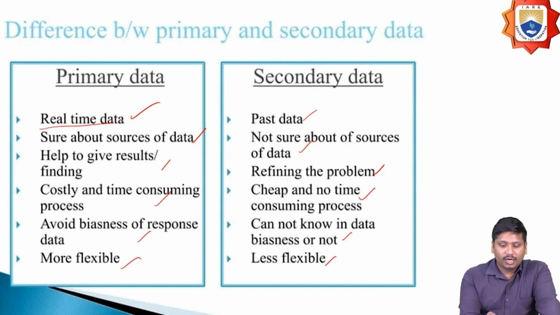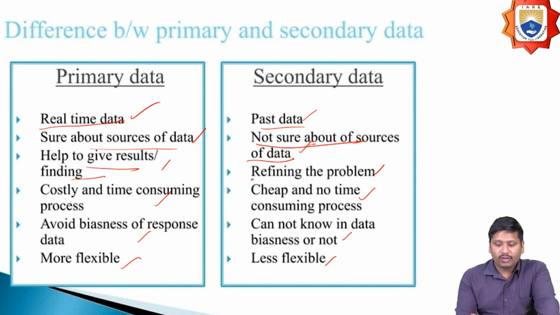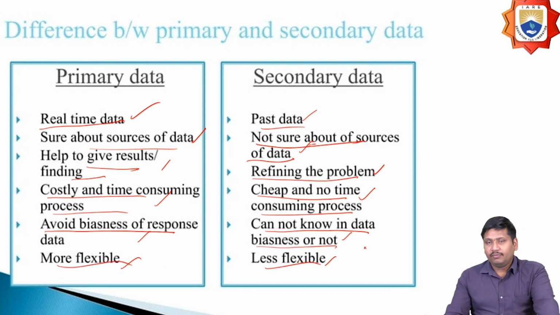So primary means real-time data, and secondary data is nothing but past data. It should be sure about the sources of data, but it is not sure about the sources of data. The primary data helps to give results in findings, whereas secondary should be refining the problem. The primary data should be a costly and time-consuming process, whereas secondary should be cheap and not time-consuming. Primary data avoids the bias of response data and secondary can't know if the data is biased, and primary should be more flexible and secondary less flexible.